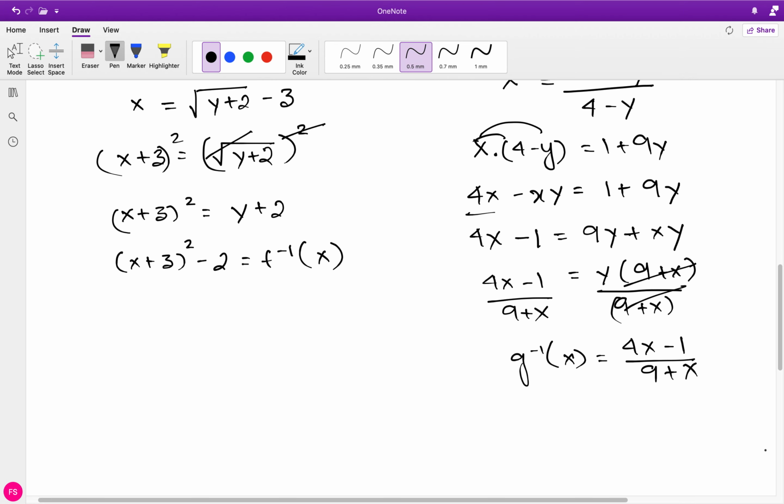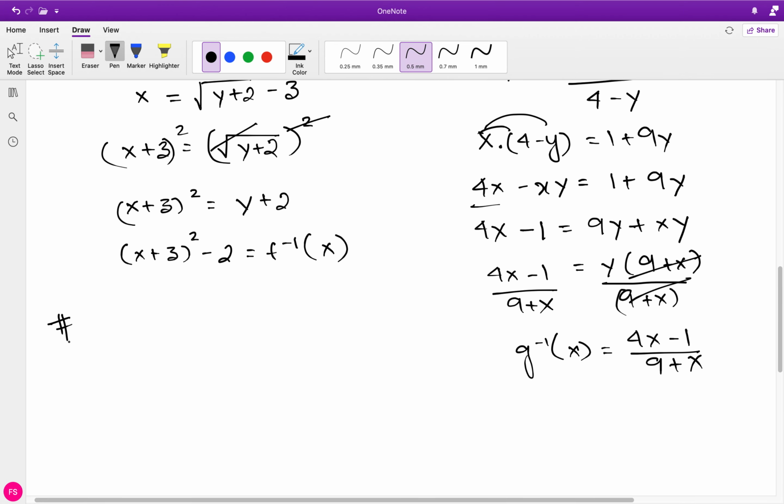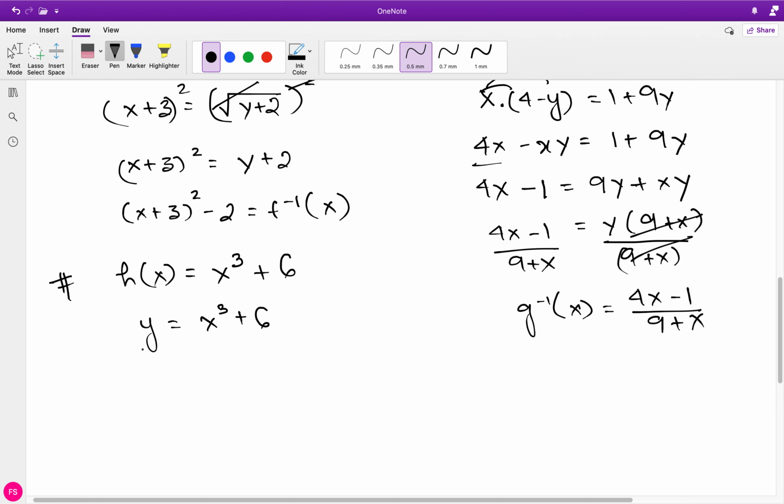Okay, I will show you another example. Let's say you have another function h of x, and this equals x to the power of 3 plus 6. How to find the inverse of this? Instead of h of x, I'm going to write y, because this is your y, equals x cubed plus 6, and then I am going to interchange the x and the y values. So instead of y, I'm going to write x equals y to the power of 3 plus 6. And this 6, you can move it to the other side. You will have x minus 6 equals y to the power of 3.